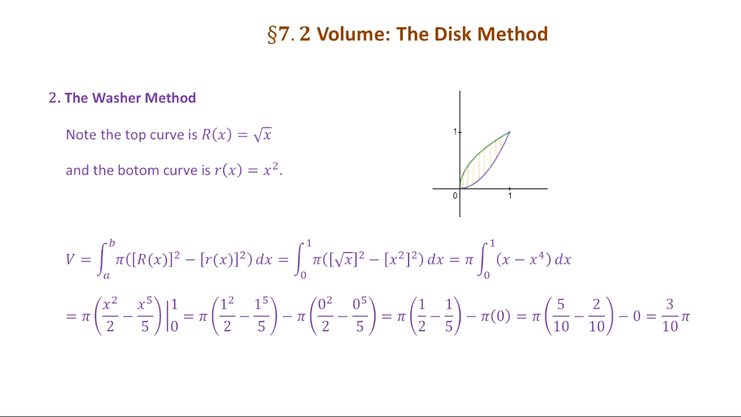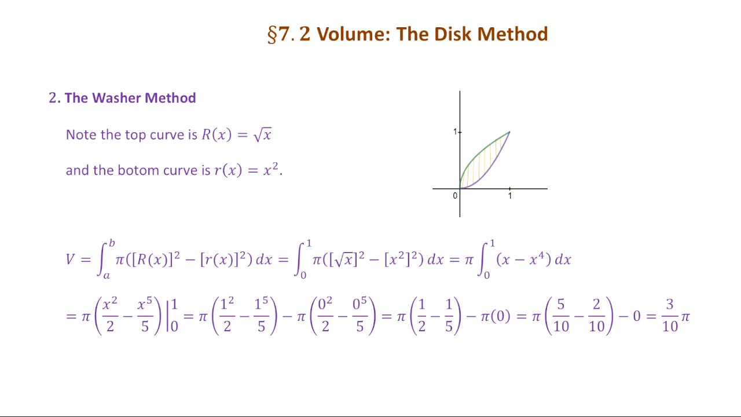Any questions? So that's the Washer method. You can see the disk method or the Washer method is very simple. You got the top curve and the bottom curve. What you do is just plug in the top curve as the big R and the lower curve as the small r in the formula and integrate. If you don't have the lower curve, then it becomes a disk method. Then you have the big R, plug in big R and integrate the formula, and you get the answer.